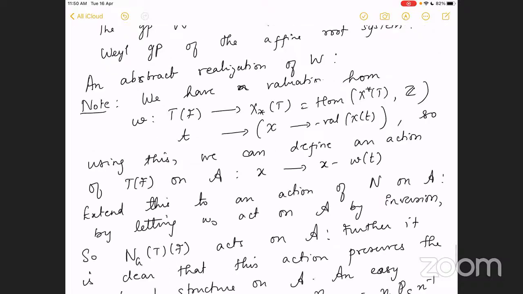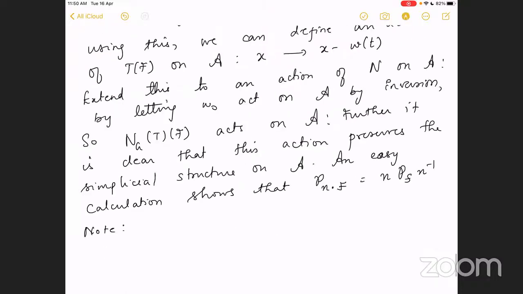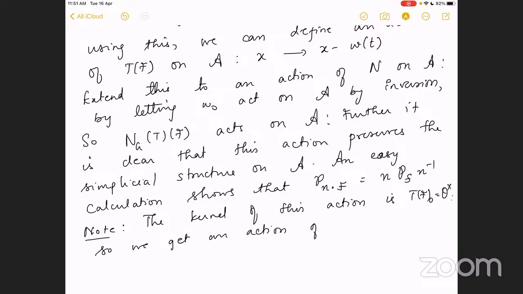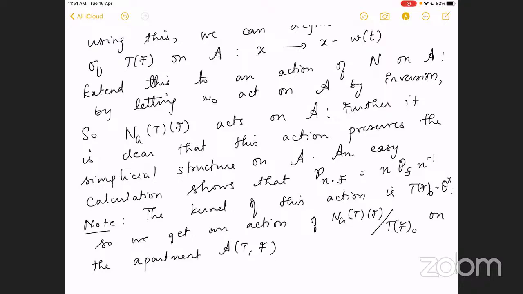And what is the kernel? So recall that the torus T of F is acting via X lowest RT, and the map from here to here is given by the valuation of chi of t. So when will the action be trivial? It is precisely when the valuation of chi of t is zero. So that is the zeroth filtration. Note the kernel of this action is given by T of F zero, which is O cross. Those are the elements whose valuation is zero. So we get an action of N G of T of F mod T of F zero on the apartment A of TF, again respecting the simplicial structure.